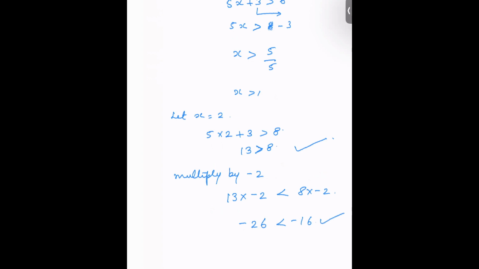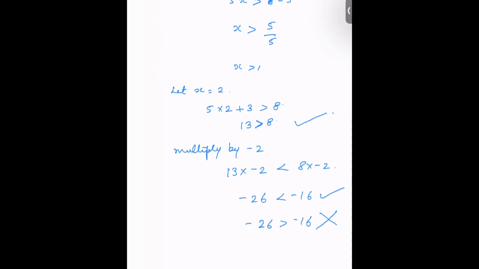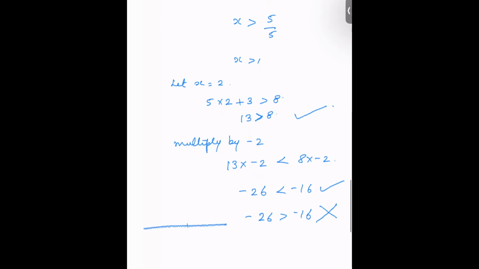If you are not reversing the inequality sign, what will happen? -26 greater than -16, which is wrong. -26 is not greater than -16. You know that, right? A number to the left-hand side on the number line is always smaller than a number to the right-hand side. So this you have to remember. If you have a number line, 0 here, 1 here, 2 here, here comes -1, here comes -2. Any number to the left of 1 is smaller than 1, and any number to the right-hand side of 1 is always bigger than 1.